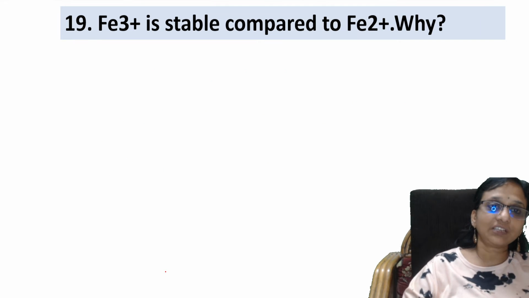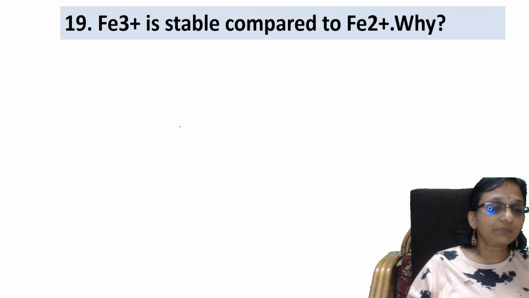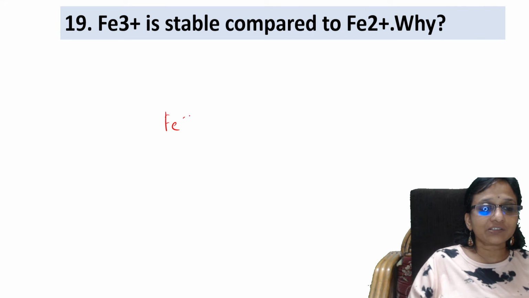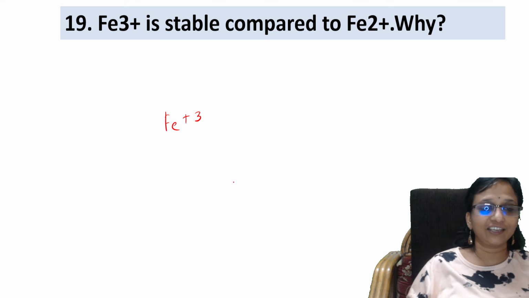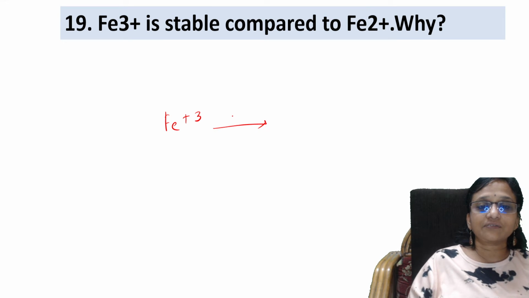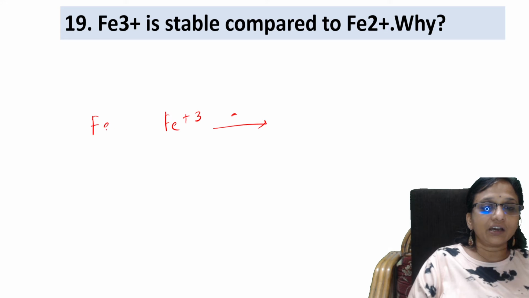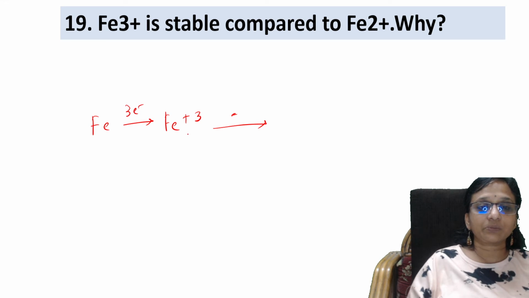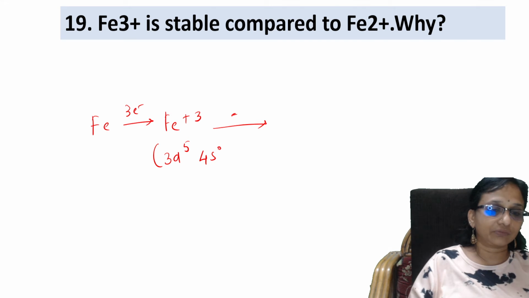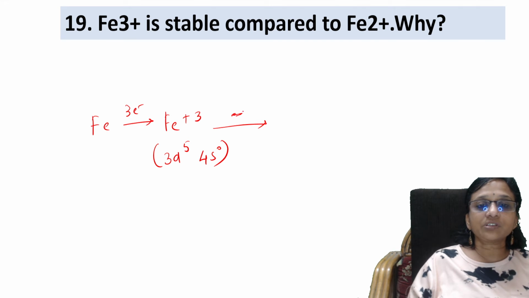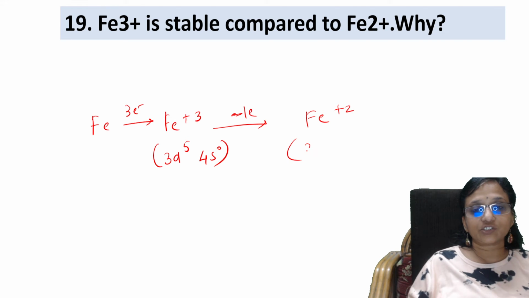Fe plus 3 is stable compared to Fe plus 2. Same story. Remember, Fe plus 3, after losing 3 electrons from Fe, has the configuration 3d5 4s0. Suppose it loses one more electron from here, it will become Fe plus 2, which is going to become 3d4 4s0.